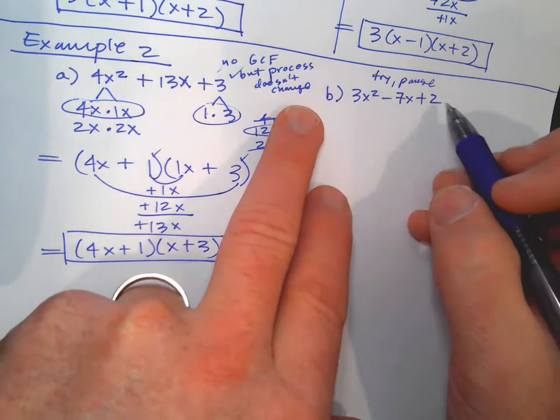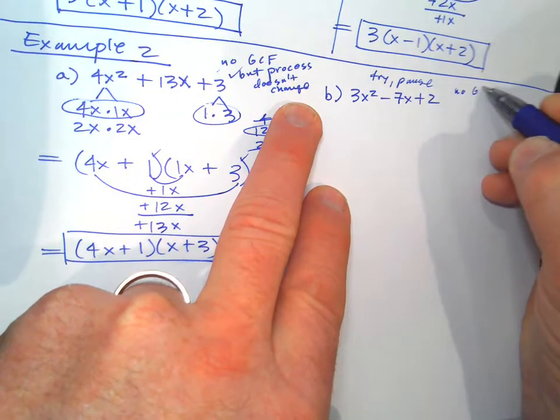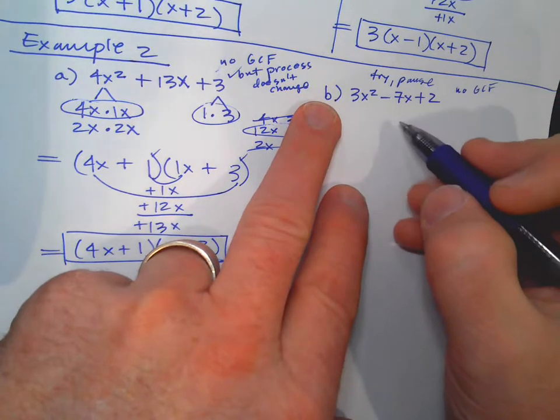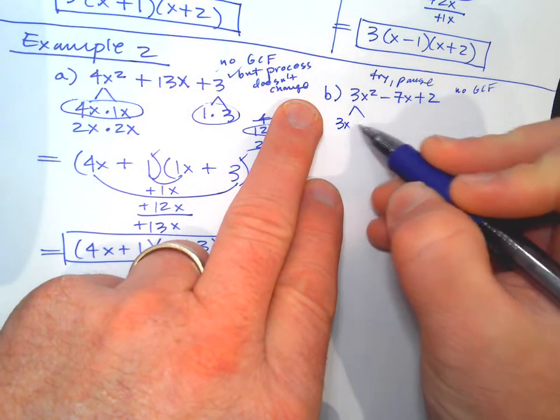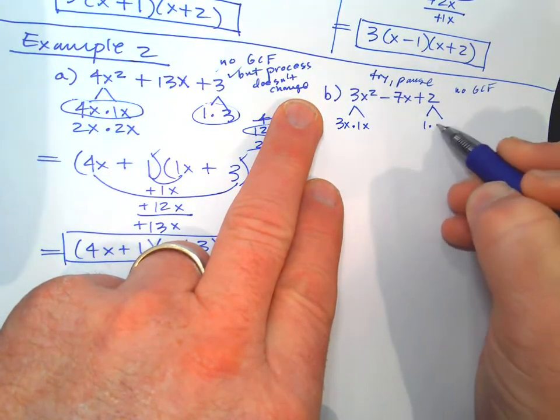Now, first thing we look for the GCF. There is no GCF. That's fine. It makes it easy. If there was one, you want to take it out, though, at the beginning. So we want to find the pairs of numbers that give you 3x squared. So that's going to be 3x and 1x. That's the only possibility. And then to get 2, it's going to be 1 and 2, right?